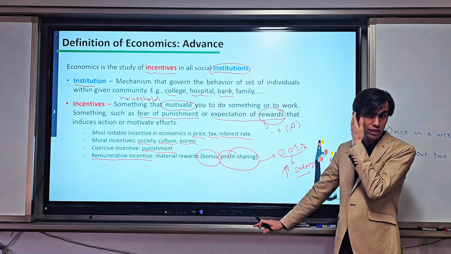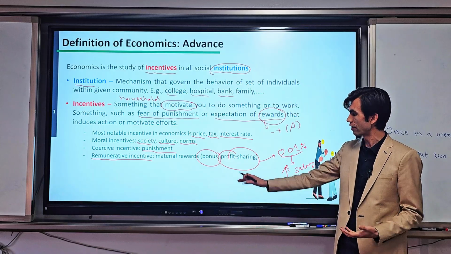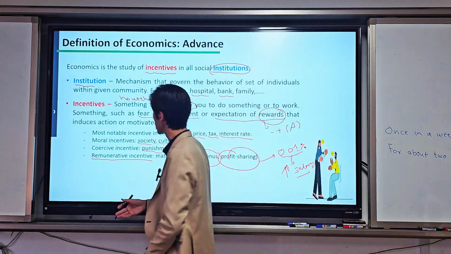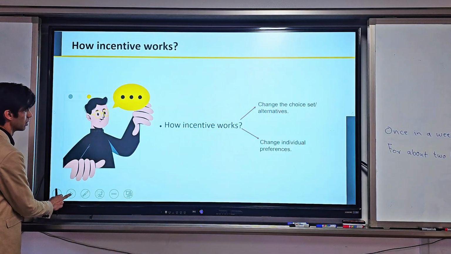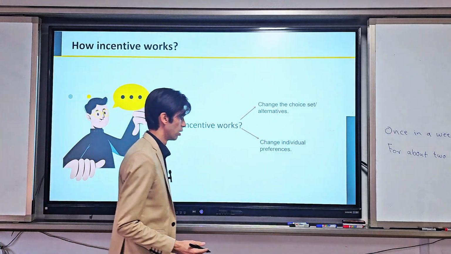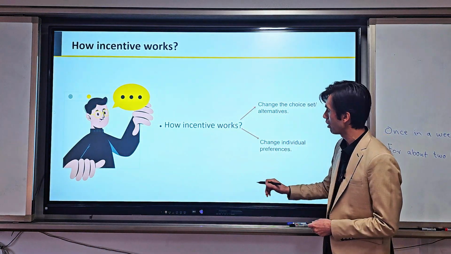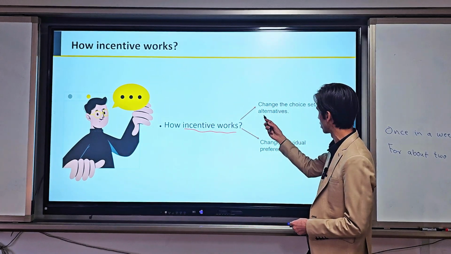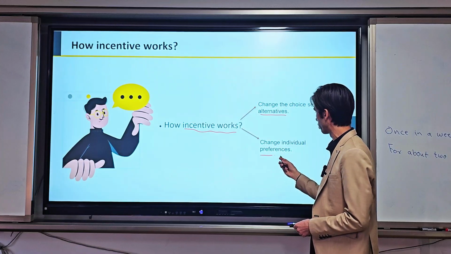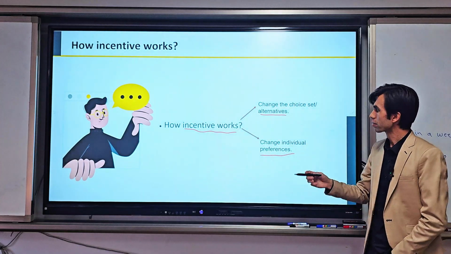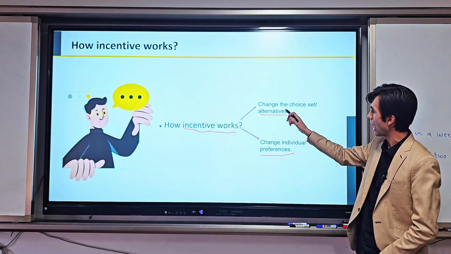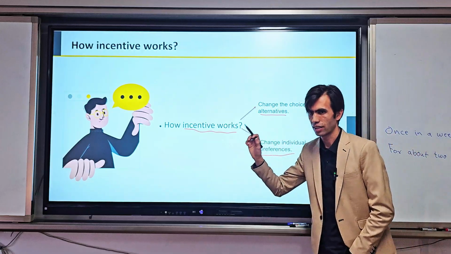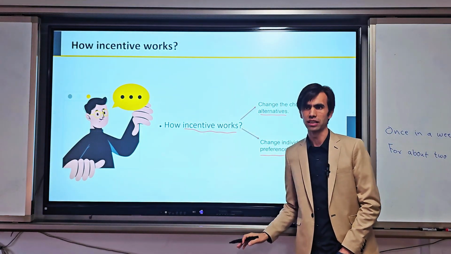You know that some big companies, for example, Samsung, LG, Apple, Kia, have some profit sharing for their managers and employees. They have bonuses. So all these things are incentives that we think about. But the last question that we will cover today is how incentives work. There are two things: change the choice set or alternatives, and second, change the individual preferences. Livy, can you tell me how changing the choice set or alternatives can affect our motivation to do something?